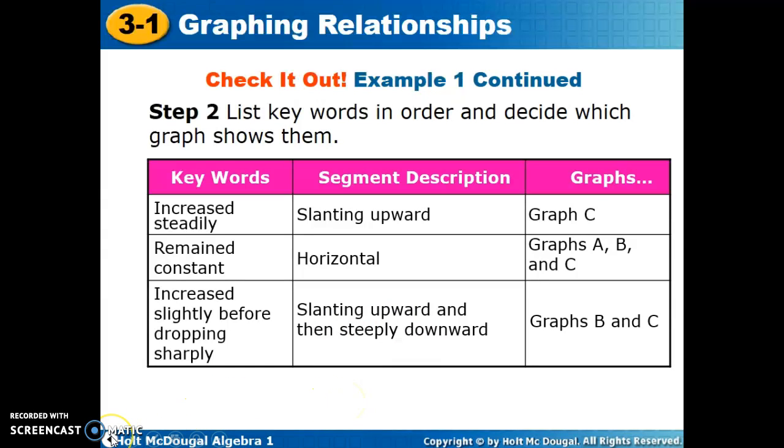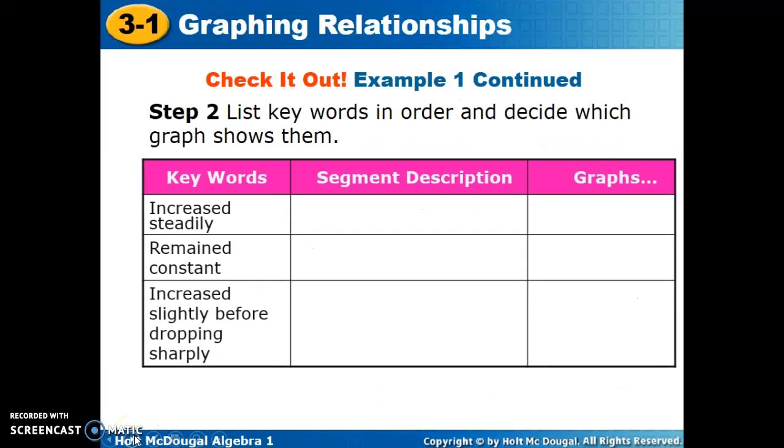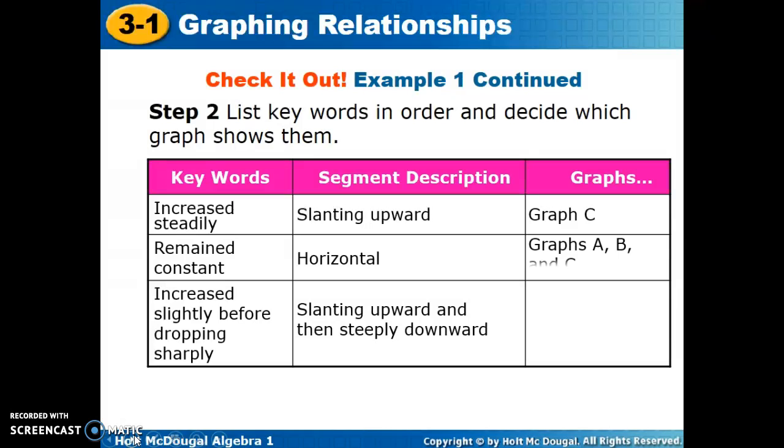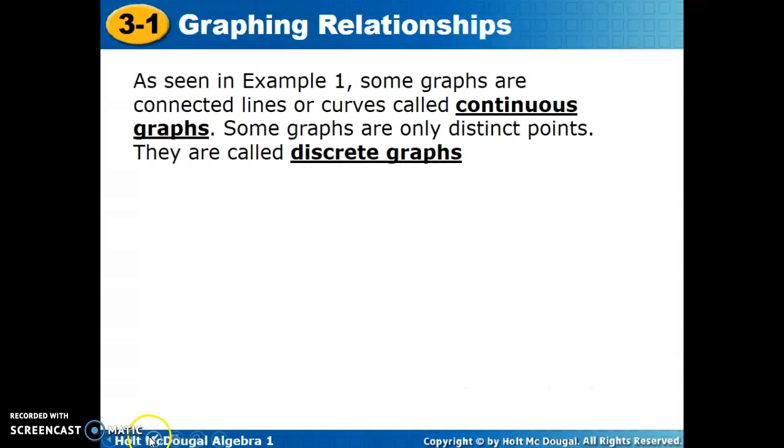And we can go back to see those graphs showing those situations. The graph that shows all key phrases in order would be graph C. As seen in example 1, some graphs are connected lines or curves called continuous. Some graphs are only distinct points. They're called discrete graphs.